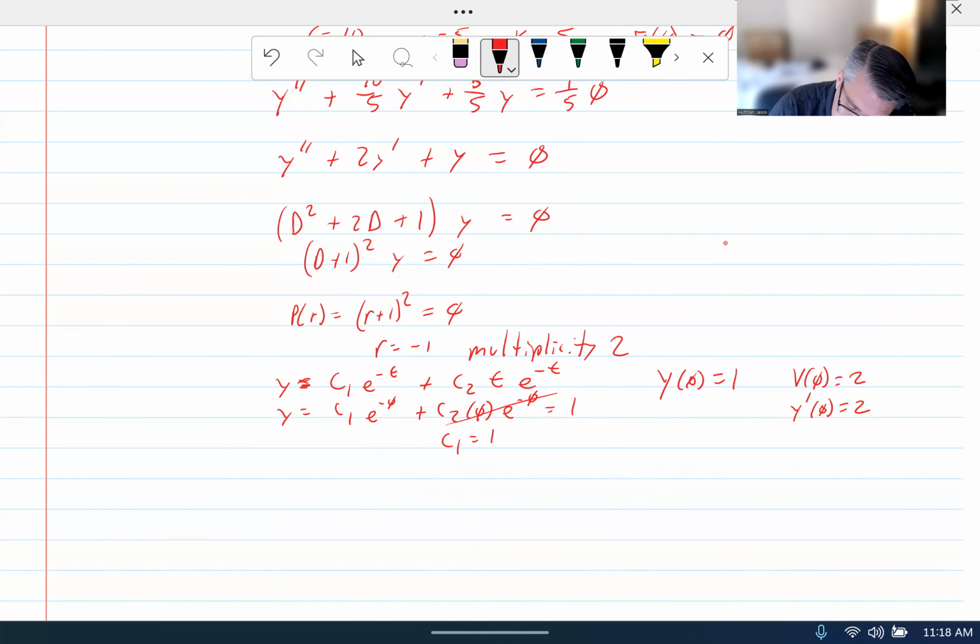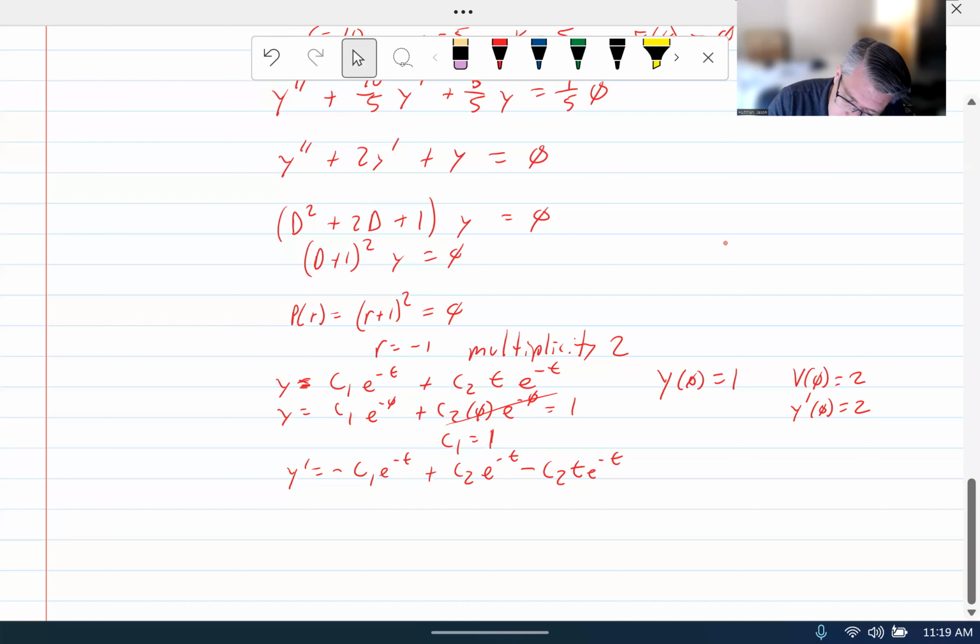And so we have y prime is equal to negative c1 e to the negative t plus c2 e to the negative t minus c2 t e to the negative t. And we want to evaluate that at 0.